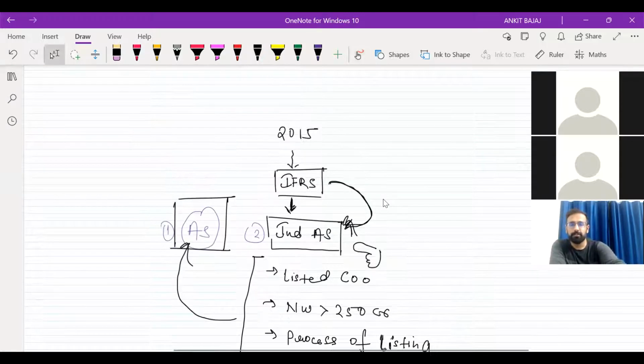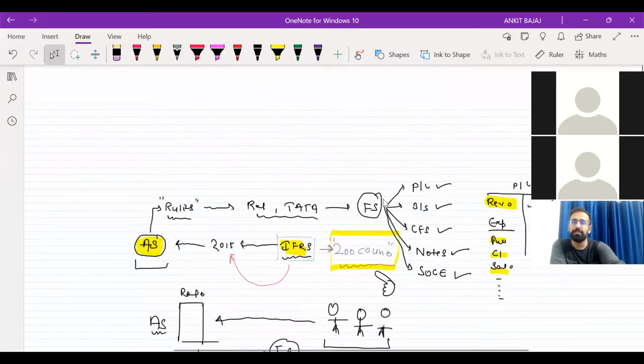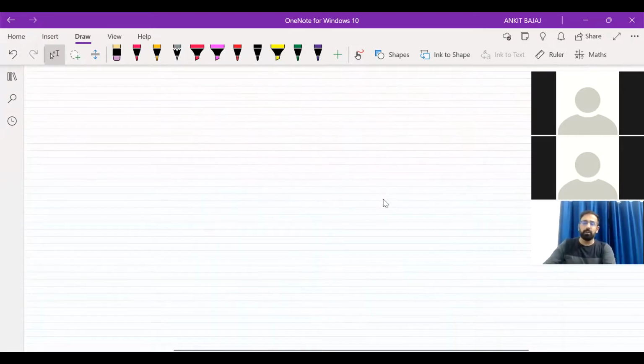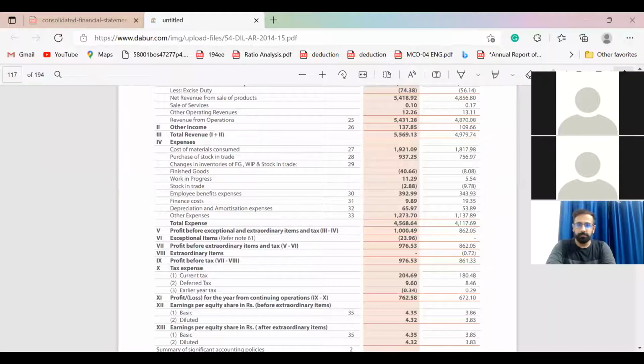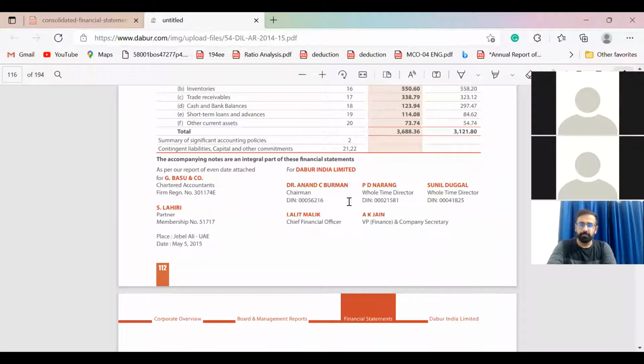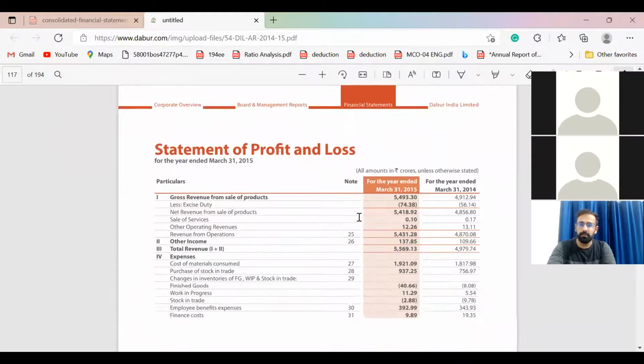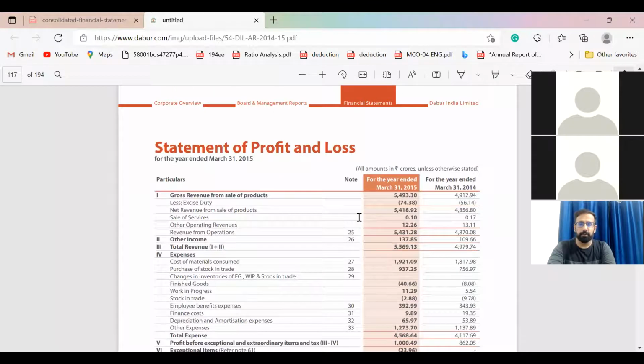So if you see, you might be able to understand the reason why India has adopted IFRS in India, right? Now I will be giving you a few small examples which will clear your doubts, or which will give you more intuition about why IFRS has been implemented in India. So if you see here, you can see the annual report of Dabur Limited. I have opened the annual report of Dabur Limited.